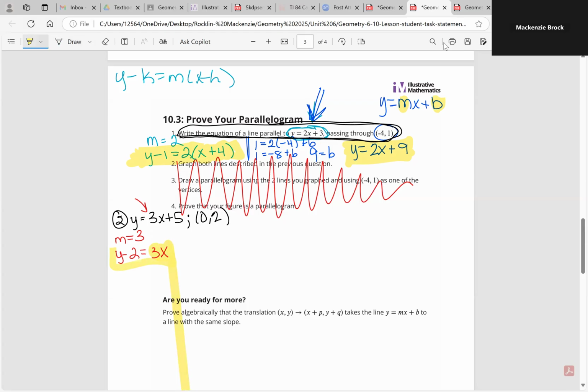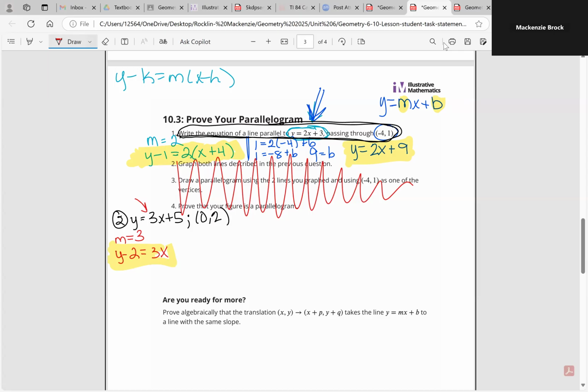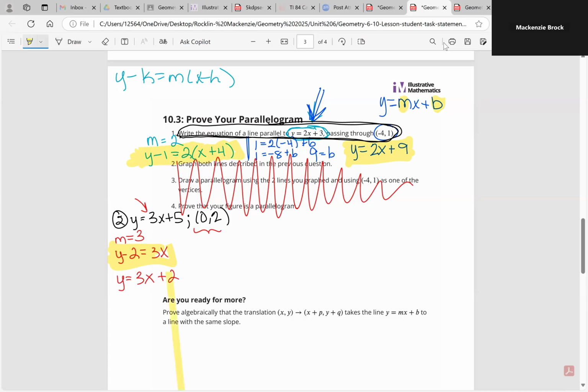Slope intercept form, I need the slope, which I have, and the y-intercept, which I actually have. This right here is the y-intercept. So slope-intercept form would be y equals 3x plus 2. So those are my two answers there.